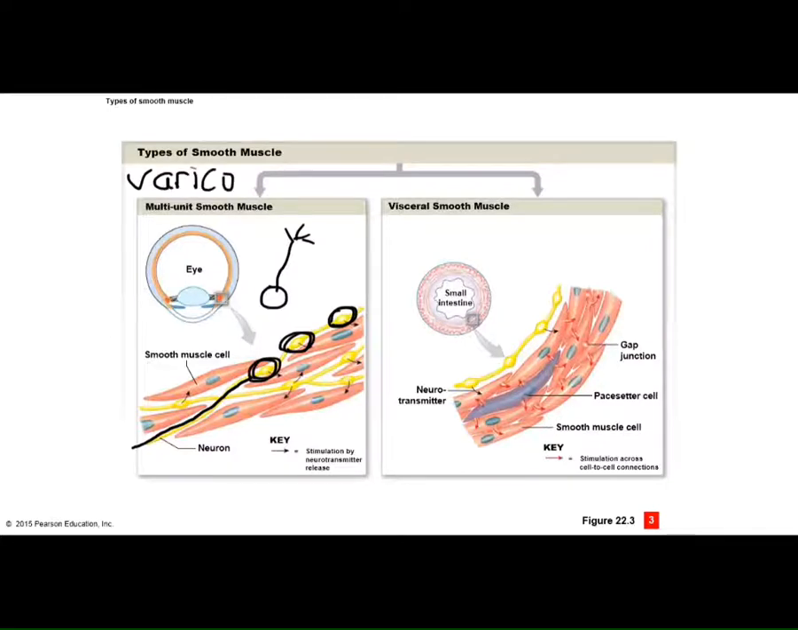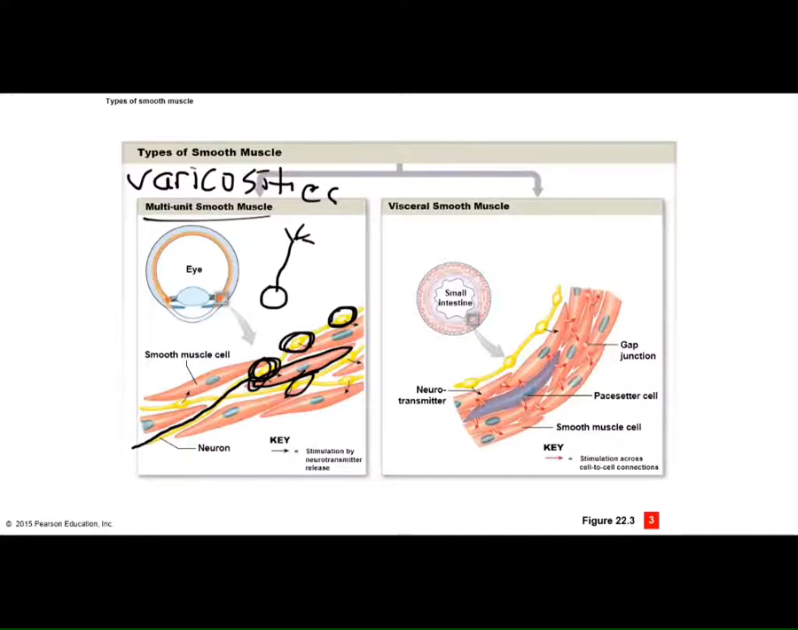And have you ever heard of varicose veins? It's the same idea. Varicose veins are vessels that have these areas of swollenness, if you will. And here, neurotransmitters can be released along the way. So what we see is that one muscle cell, here's a muscle cell, has interaction with not just one, but multiple neurons. So that's the multi-unit smooth muscle found, for example, in the eye.